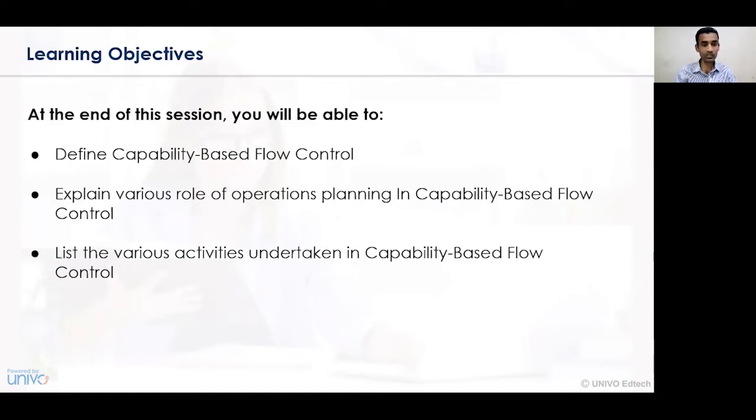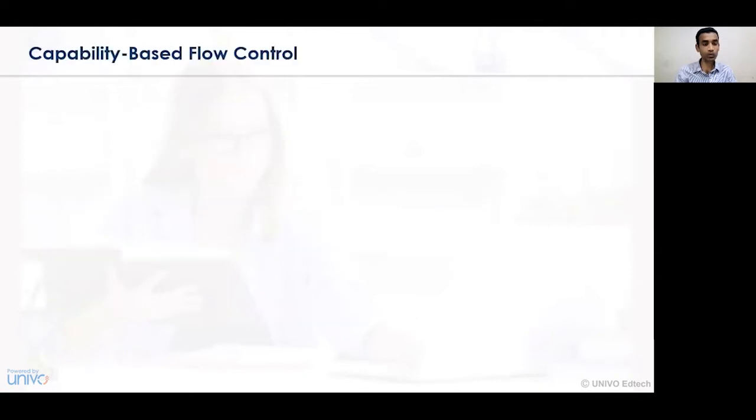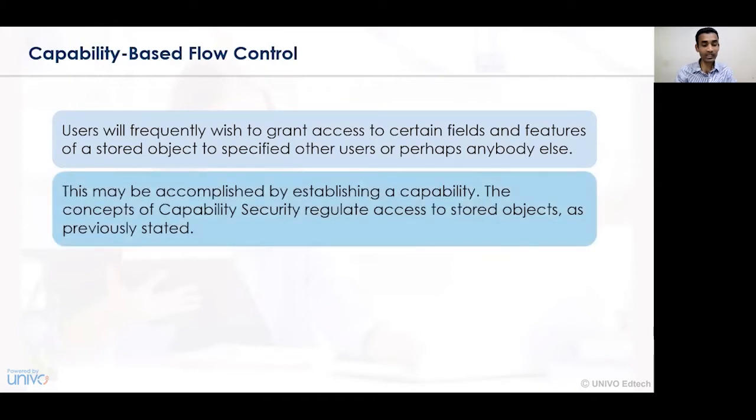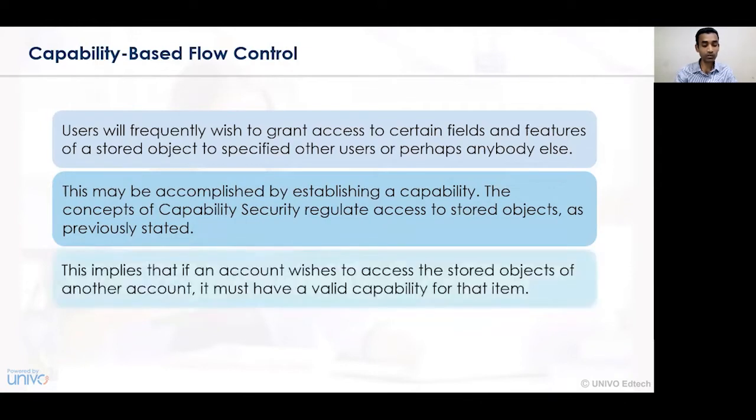Now let's begin with our learning. So first, let's understand what we mean by capability-based flow control. Capability-based flow control is a series of activities undertaken in order to identify how we conduct an activity in a better, well-coordinated way, and how we identify the capability of a machine or of a particular commodity.